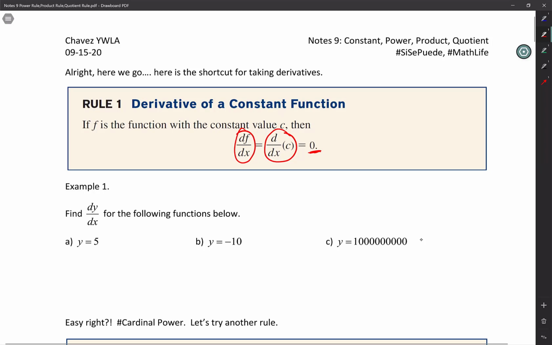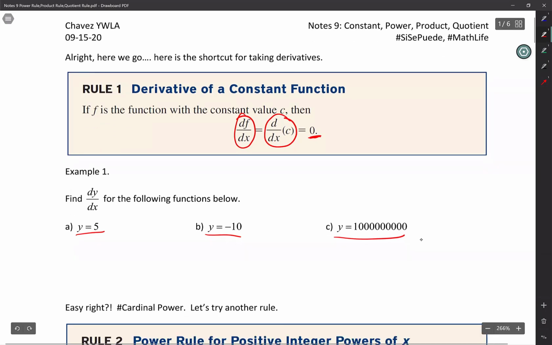If I have a horizontal line, look, these are all constants. y equals 5, y equals -10, y equals, I didn't count how many zeros there are, so I don't know if that's a billion, 10 billion, or 100 billion. Do you guys agree that the slope of a horizontal line is 0? Yeah. So check it out.